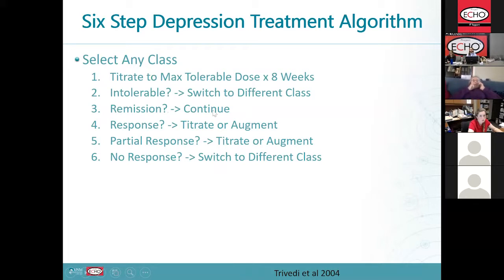If it was intolerable, you switch to a different class. If the person was in remission, you continue the medicine. If the person had a response, titrate or augment. Partial response, titrate or augment. No response, switch to a different class. So instead of, like I said before, having a huge flow sheet with all these medication names, do this first and then that next, just use this kind of simple logical algorithm.